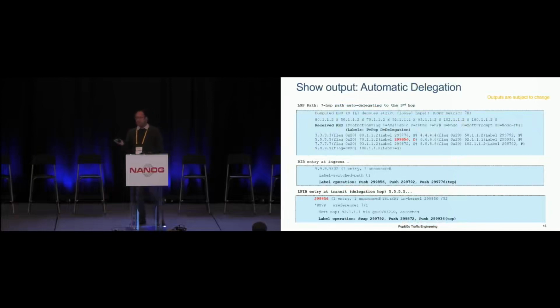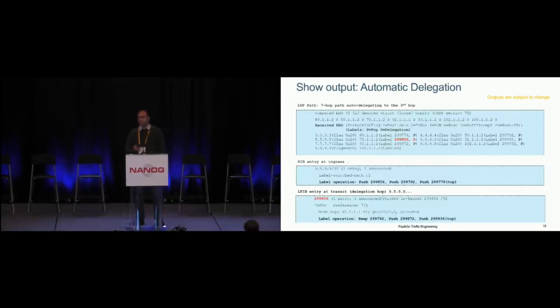This is another example of auto delegation. The top portion shows you an ERO that's been computed. This is the path. It's got the RRO that's come back, so it's recorded all the addresses and labels in there. There are a couple of legends in there called P and D. P is like these pop labels, like the T link labels, and D is like a delegation hop.